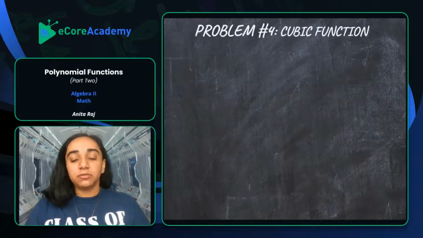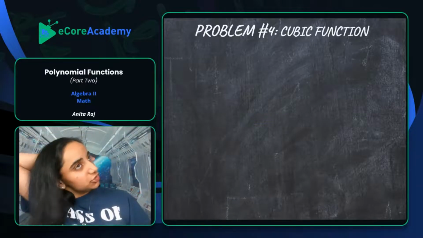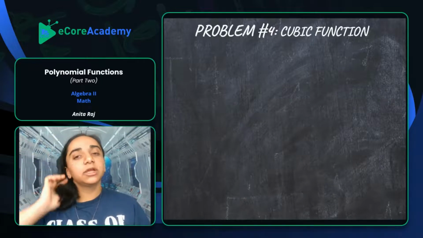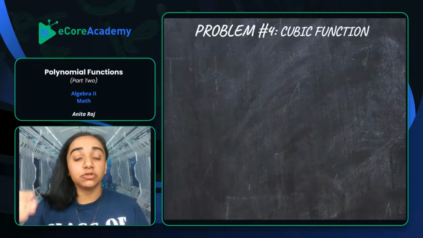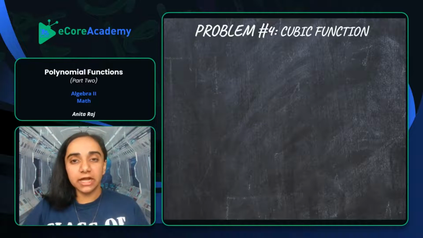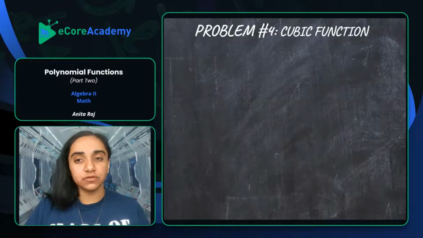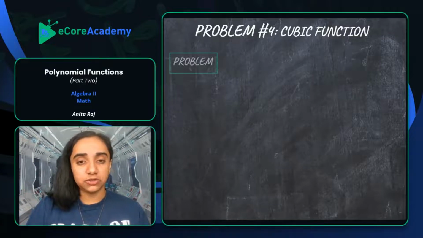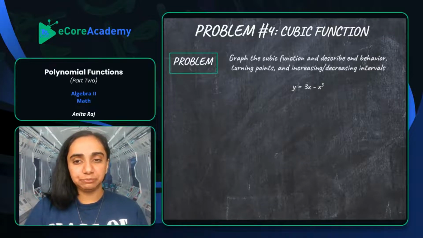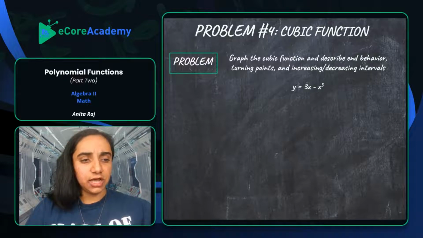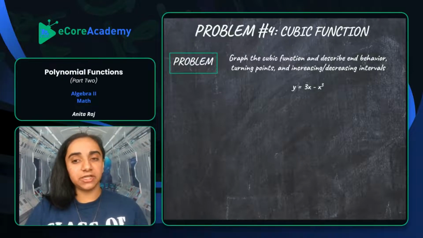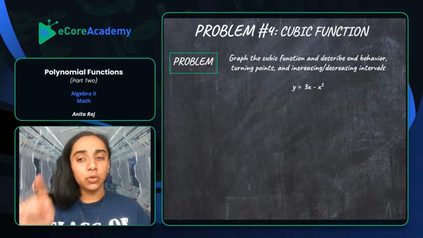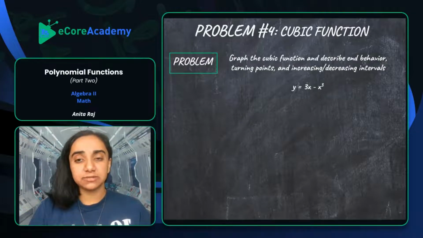Okay, so problem number 4, a cubic function. So in this unit, even though we're working with polynomials with degrees greater than 2, greater than quadratics, we're going to focus so much of our attention on cubics. So that's why I want to do a problem focused solely on a cubic. So here's the problem. Graph the cubic function and describe end behavior, turning points, and increasing and decreasing intervals. So there are 4 things we need to do with the cubic function y equals 3x minus x cubed.